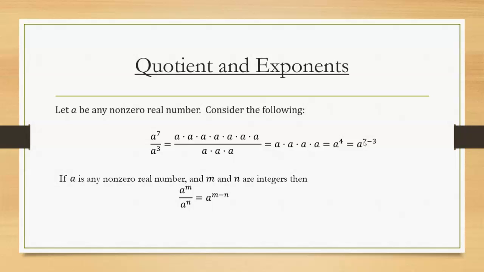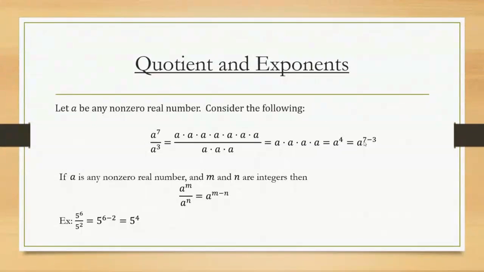Again, here we have to assume a is not 0, right? Because we're dividing. And I just threw in one example here, 5 to the 6 over 5 squared. Again, it's going to be 5 to the 4. And why? How do I know that? You just subtract the exponents. Okay, so that's what we have here. So 5 to the 6 over 5 squared. Again, all we're doing is we're subtracting exponents.